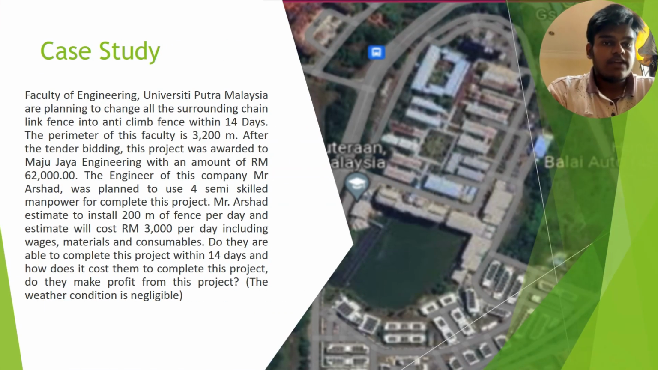For the case study, the Faculty of Engineering, University Putra Malaysia is planning to change all the surrounding chain link fence into anti-climb fence within 14 days. The perimeter of this faculty is 3,200 meters. After the tender bidding, this project was awarded to Malaysia Engineering with an amount of RM62,000. The engineer of this company, Mr. Arshad, planned to use 4 semi-skilled manpower to complete this project. Mr. Arshad estimated to install 200 meters of fence per day, at an estimated cost of RM3,000 per day, including wages, material, and consumables.